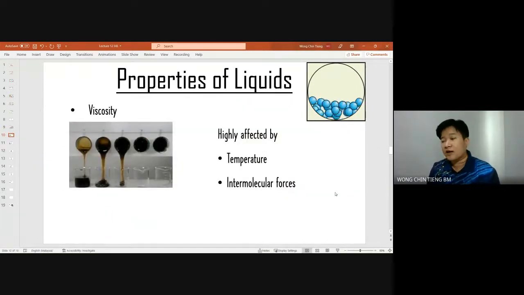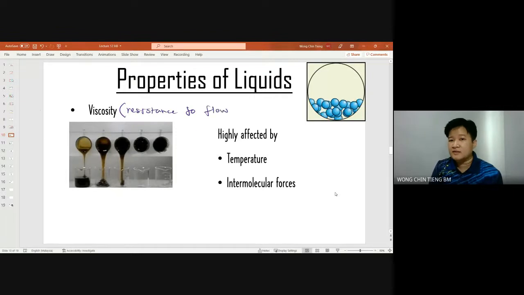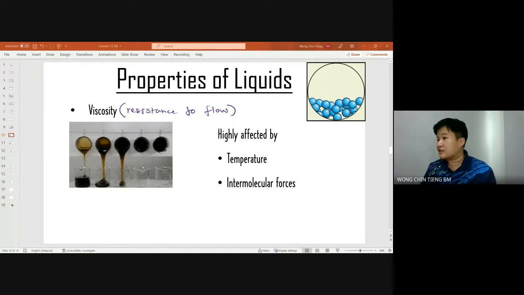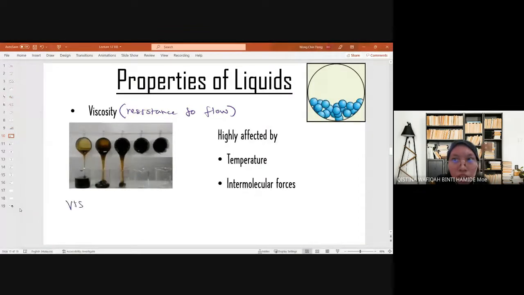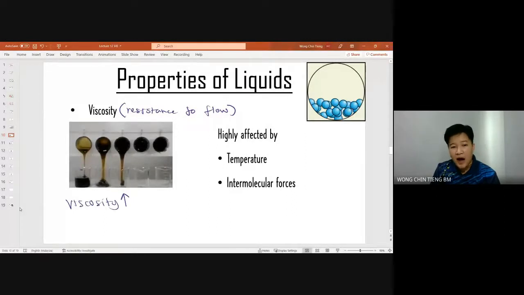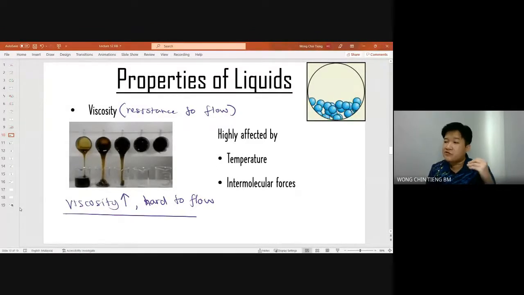And the next, viscosity. Viscosity ni, if you know what it is, then your life will be easier. Resistant to flow. Alright? Resistant to flow. Soalan saya, Christina. Kalau viscosity saya tinggi, if my viscosity is very high, it means it's easy to flow or hard to flow? Susah. Kalau viscosity tinggi, bermakna hard to flow. Okay? Itu maksud viscosity. Viscosity is the resistant to flow. Kalau viscosity sangat tinggi, bermakna benda tu sangat susah untuk dialirkan.